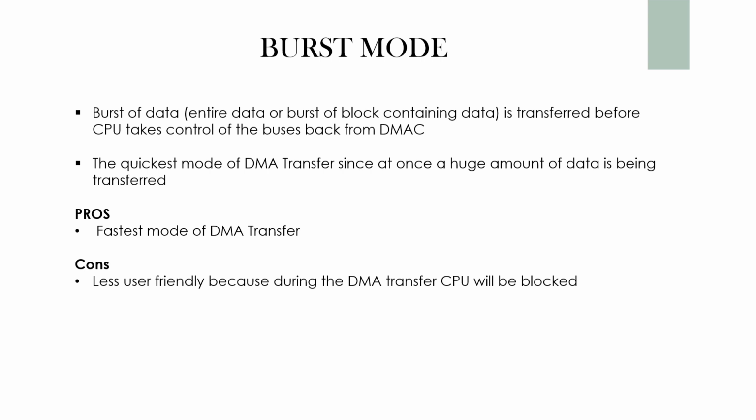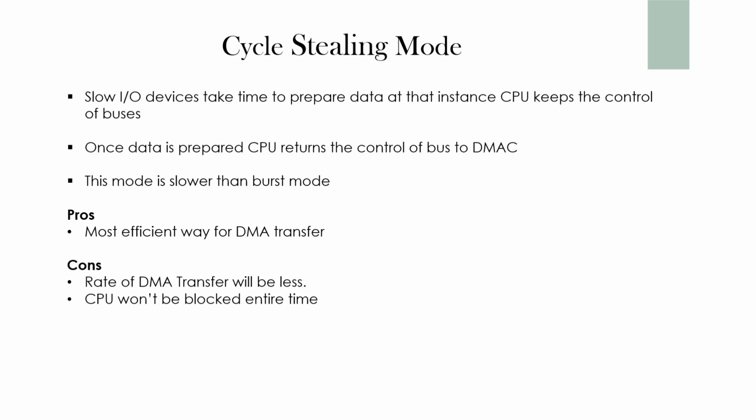The second type of mode is cycle stealing mode. It is a mode that optimizes data transfer by utilizing idle cycles of the CPU. In this mode, the DMA controller steals a few bus cycles to perform a small data transfer. It takes advantage of the CPU's idle time, effectively overlapping DMA transfers with the CPU's operations. This mode is particularly useful when the CPU's workload is not constant and there are intermittent opportunities to perform data transfers.